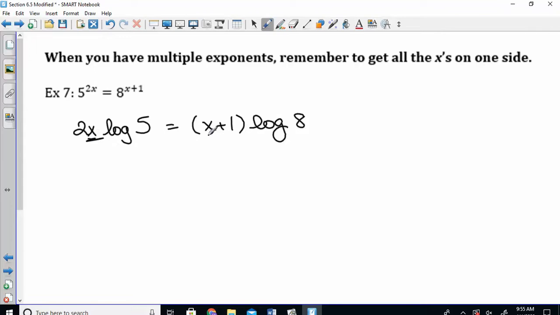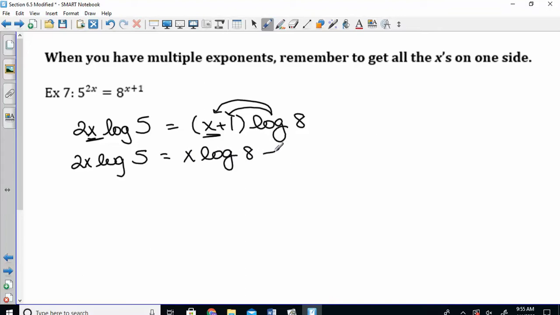So we are trying to solve for x, but I have more than one of them. So we're going to have to get those on the same side. We have to start by distributing this log 8. That would be x log 8 plus 1 times log 8 is just log 8. Both of these have an x in them, so we'll subtract that over.